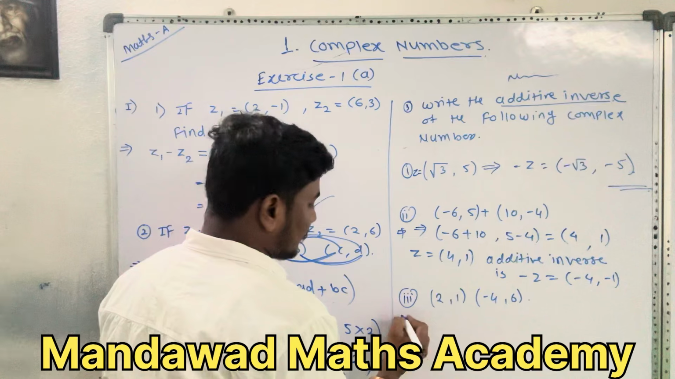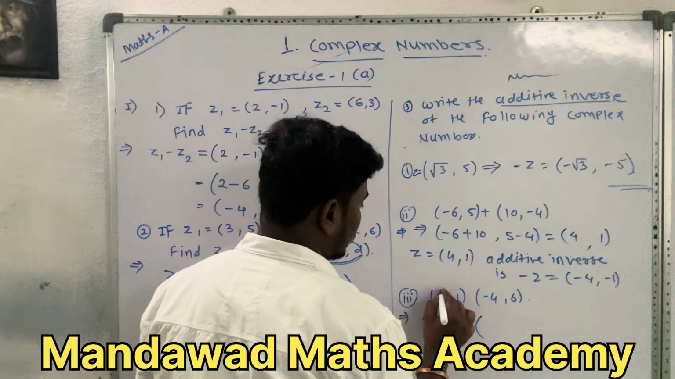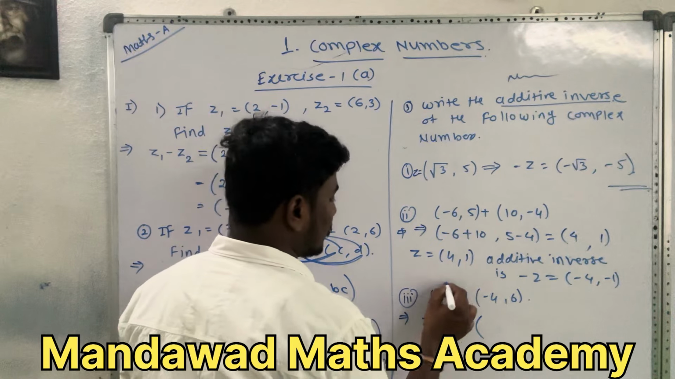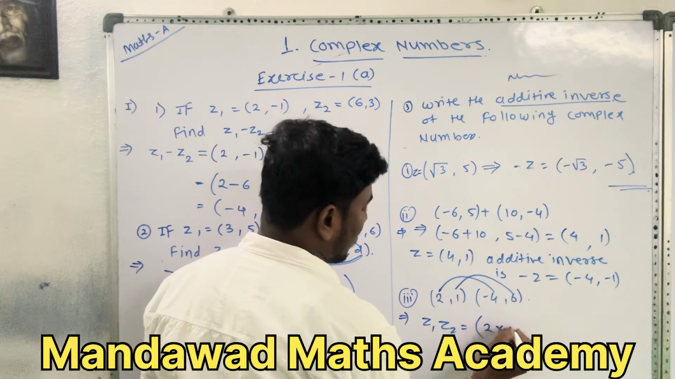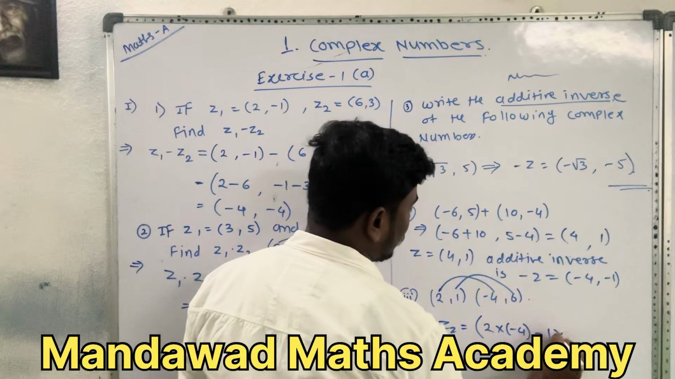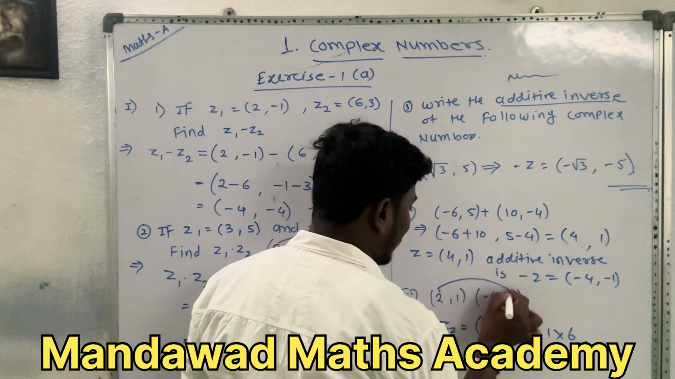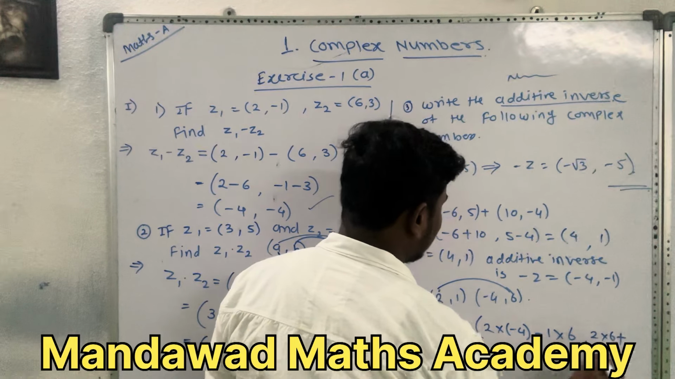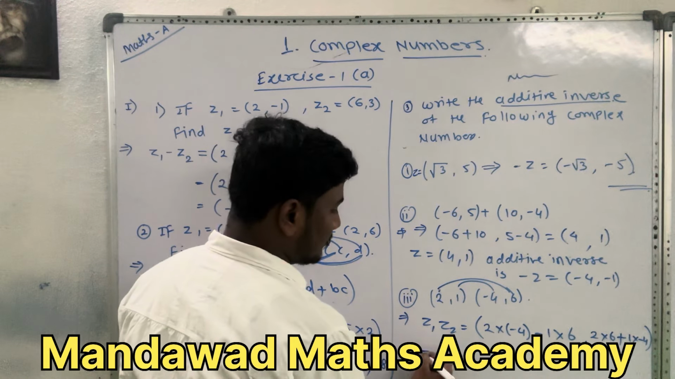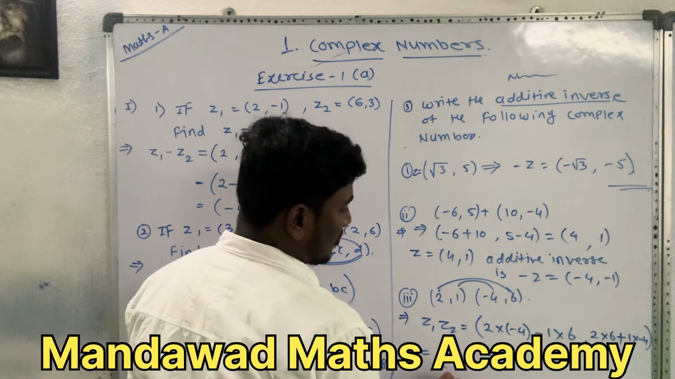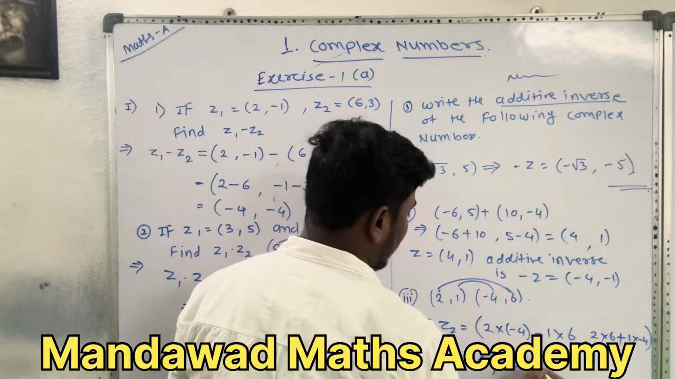Same we can do here for the product. We know that z1 into z2 equals first into first minus second into second, meaning 2 into minus 4 minus 1 into 6, comma. Now first into last is 2 into 6 plus 1 into minus 4. So what do we get here? 2 4s are 8, minus 6 1s are 6. 2 6s are 12, minus 4 1s are 4.